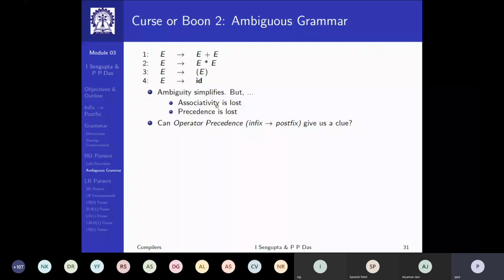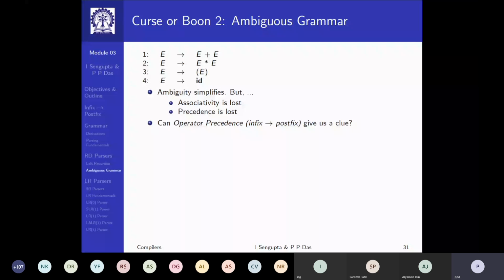But there is a good solution that we have already seen in the early example we did for infix to postfix. We said, okay, fine. If the grammar is ambiguous, we can still live with that, because I can specify the associativity and the precedence in terms of an operator precedence table, which gives me a very nice clue in terms of how to resolve the ambiguity.